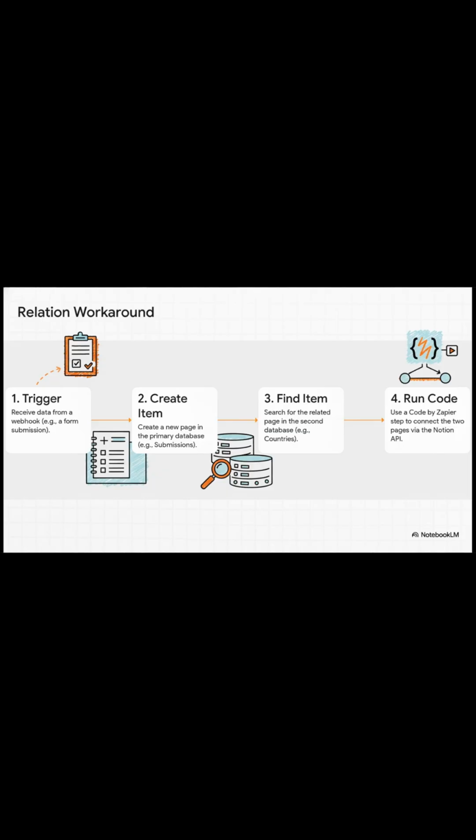First, a trigger, like someone filling out a form, kicks things off. Second, Zapier creates a new item in your first database. Third, it goes and finds the matching item in your second database. And finally, and this is the key, it runs a tiny piece of code to manually create that relation.